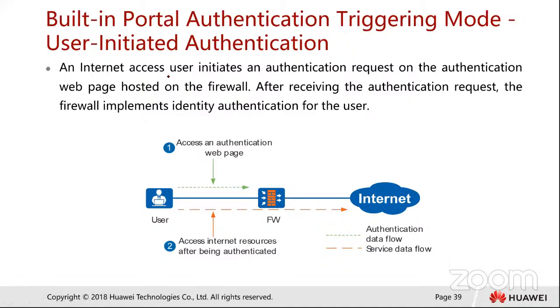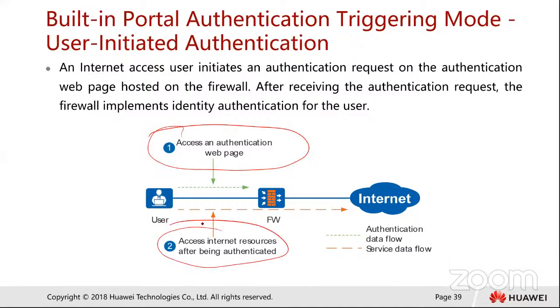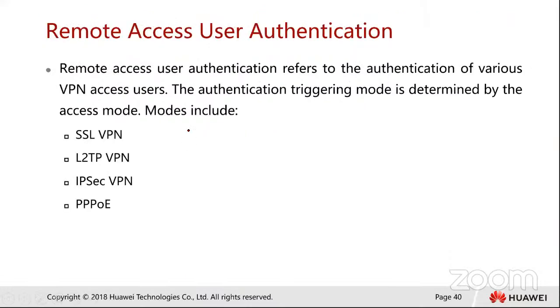With user-initiated authentication, an internet access user initiates the authentication request on the authentication web page hosted on the firewall. After receiving the authentication request, the firewall implements the identity authentication for the user. So before even the user accesses google.com or Zoom, he will first go to the authentication page, put in his details, and then the server or the firewall will give him access to go ahead and access the internet.